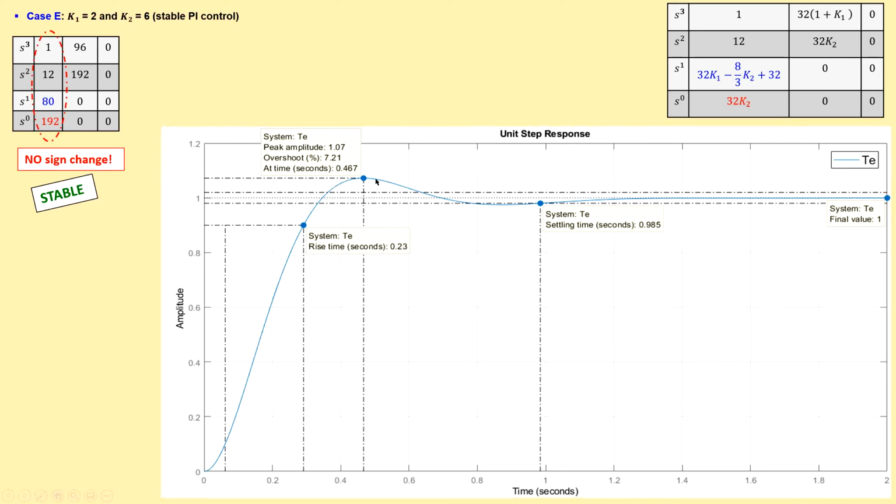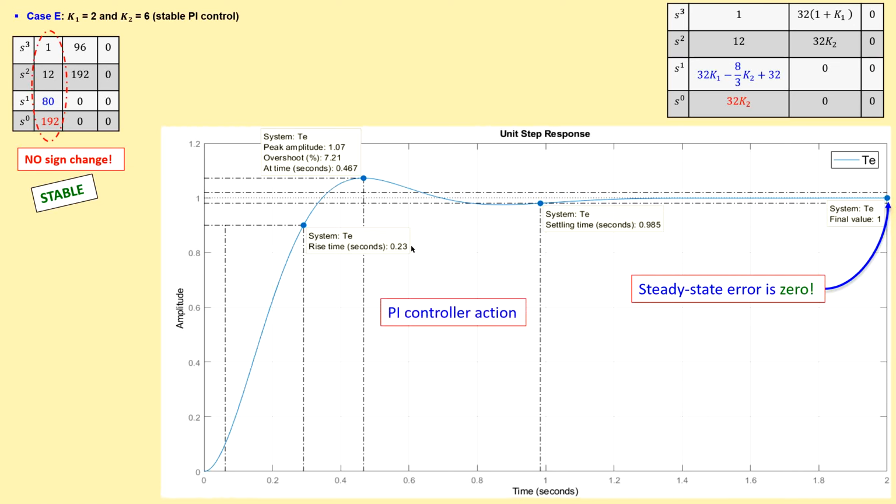The overshoot is decreased a lot. In case D it was approximately 80%, and now it's approximately 7%, so it is a huge improvement, and also it is much faster. And I see again that the final value is 1, because this action also includes an integral control. So we have no steady state error, so the steady state error is 0, and I have now PI control action. And this is actually one of the best options for the 5 cases we have discussed. We have 0 steady state error, the overshoot is okay, and the system is stable.